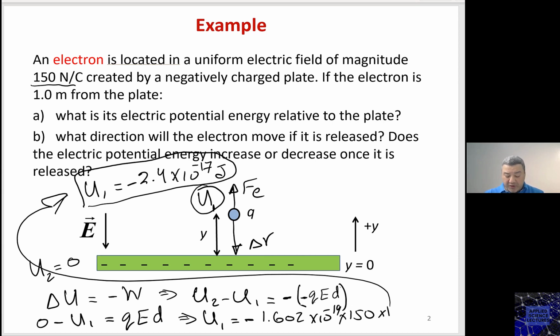And this makes sense because this is an electron, and if this electron has to go downward, it will have to go due to an external force. This is the external force that caused this electron to go in the opposite direction that it wants to go, which means it will go toward increasing its electric potential energy. If it reaches the bottom plate, it will gain 2.4 times 10 to the power minus 17. But right now it is at minus 2.4 times 10 to the power minus 17 with respect to the plate.